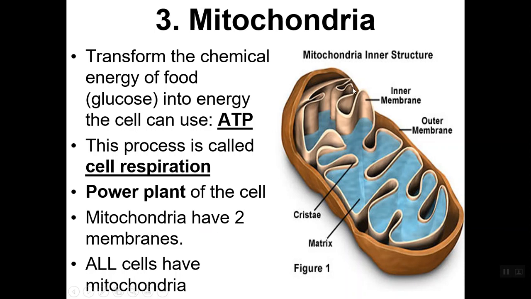Mitochondria have a double membrane. We'll talk about why they have that double membrane later also. It's called the endosymbiosis theory, and it also explains why chloroplasts have a double membrane. But all cells have mitochondria, at least cells that are eukaryotic. We'll talk about that too. That means not bacteria. So if you're not a bacterial cell, basically, you will have mitochondria. Plants, animals, fungi, and protista all have mitochondria.